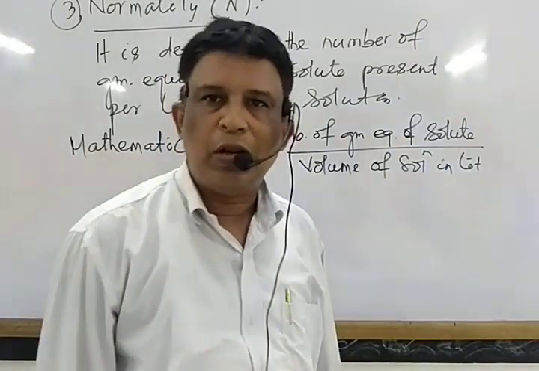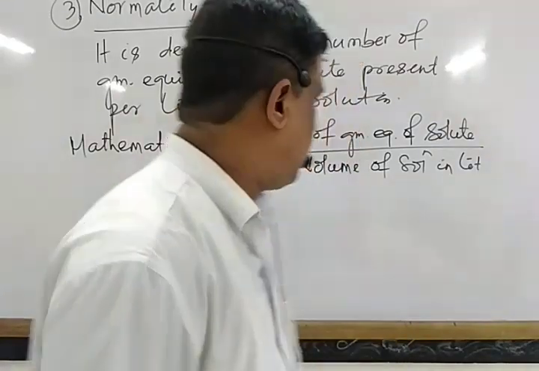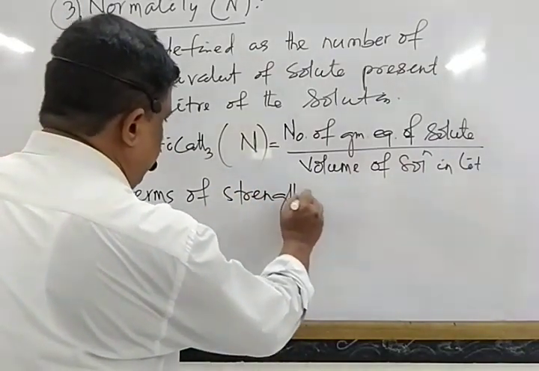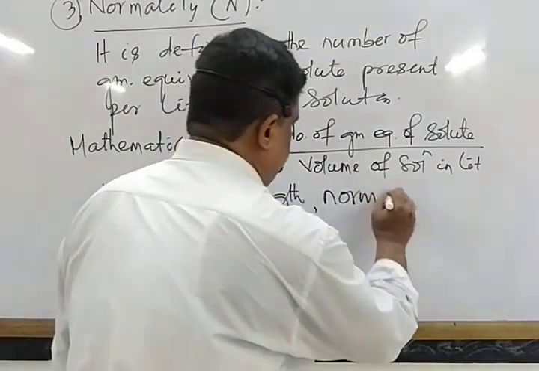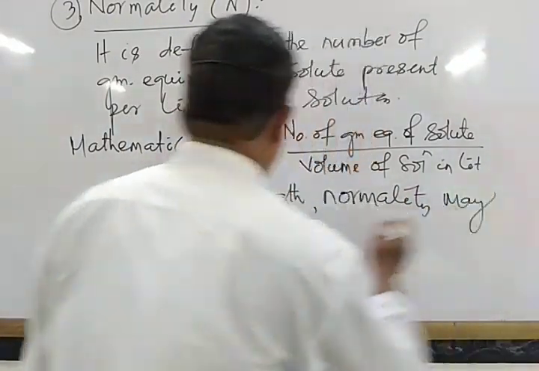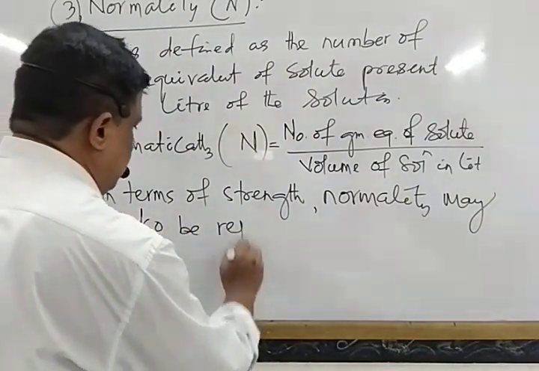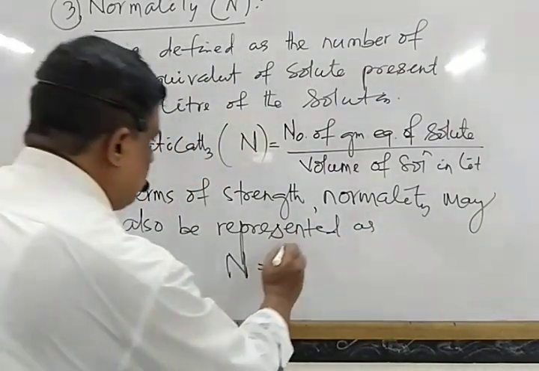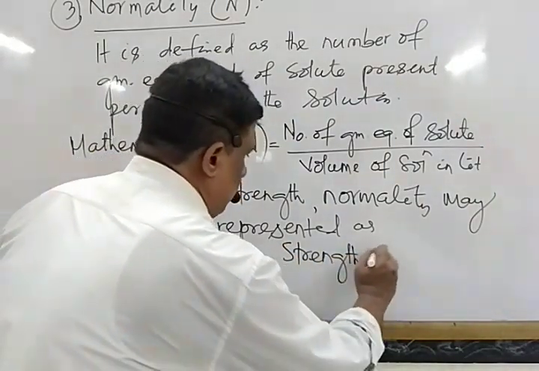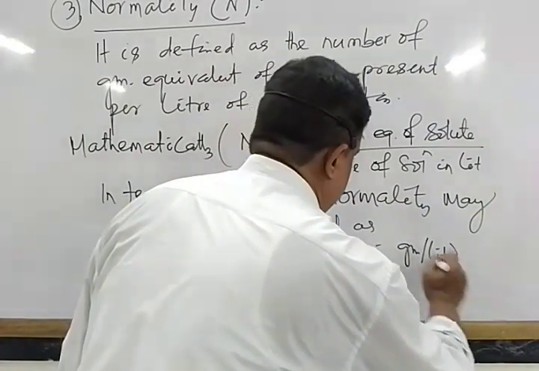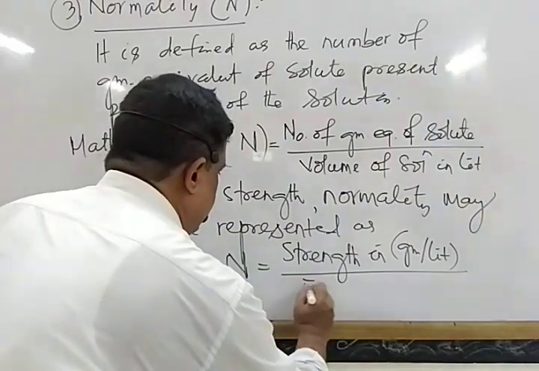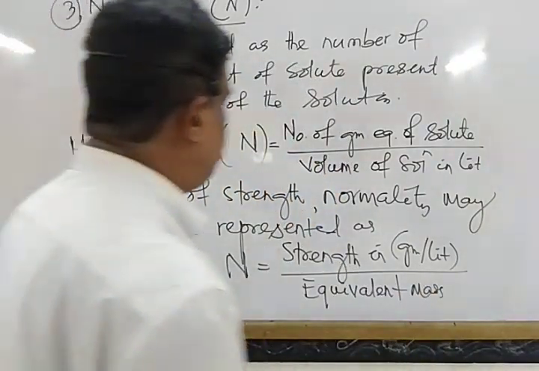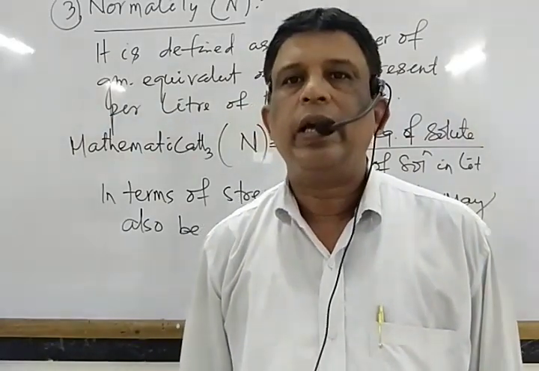This definition may also be expressed in terms of strength. In terms of strength, normality may also be represented as: normality is equal to strength in grams per liter divided by equivalent mass. Strength in grams per liter divided by equivalent mass.